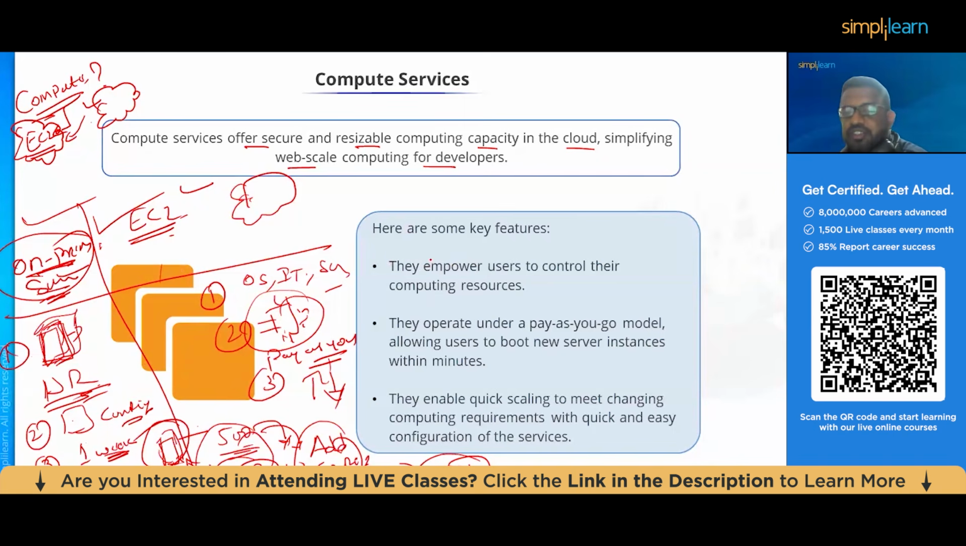Now, some key features. They empower users to control their compute resources. They operate under a pay-as-you-go model. Already we have completed this part. The pay-as-you-go model allows users to boot new server instances within a minute. As I discussed, your EC2 can be launched within a minute. They enable quick scaling to meet changing computing requirements with quick and easy configuration of the services. As I clearly specified, when you are expecting a huge amount of traffic, the resources will be increased, then automatically they decrease, right?